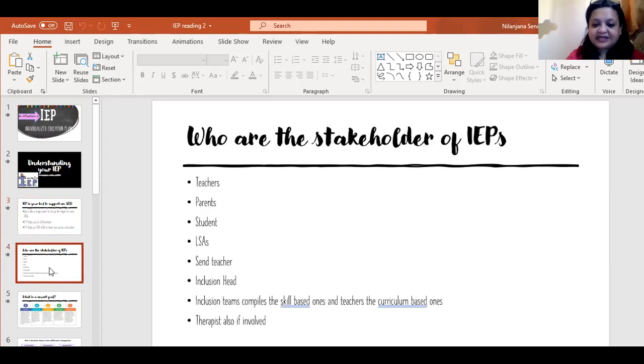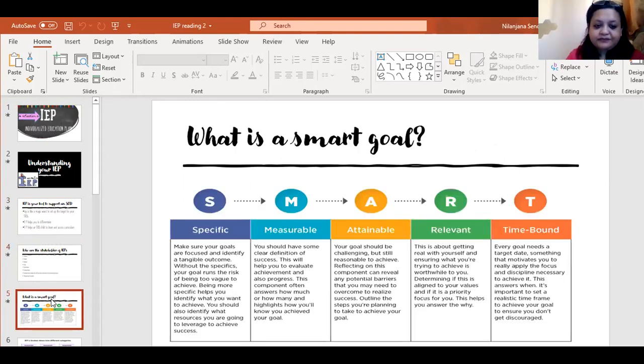Now let's go to the next slide. Who are the stakeholders of IEP? You can very well say all of us are the stakeholders of an IEP. We all actually need to contribute in an IEP to ensure that the IEP is strong. Let me take you to how an IEP goal should look like.